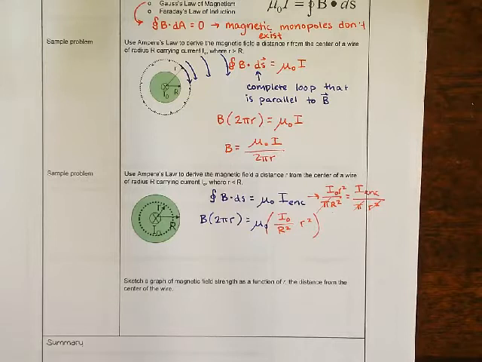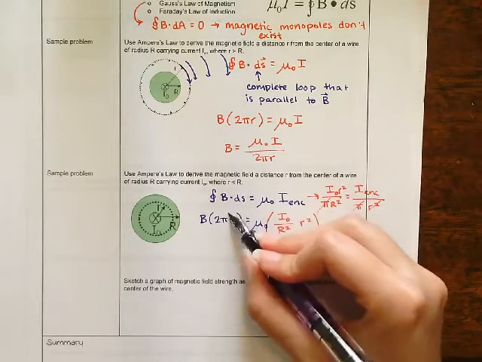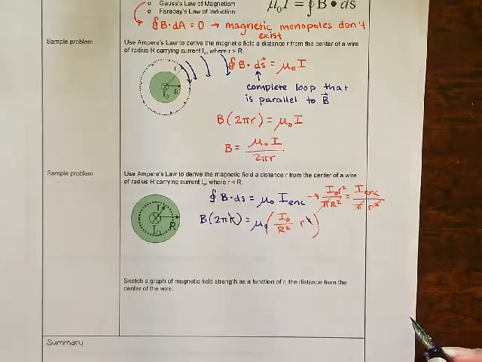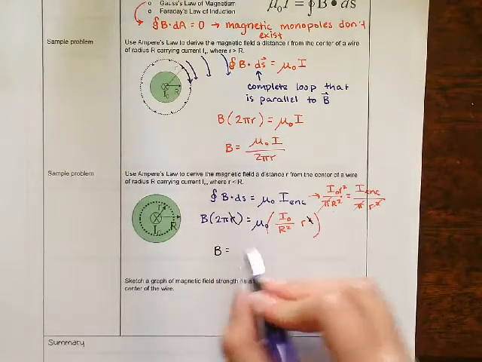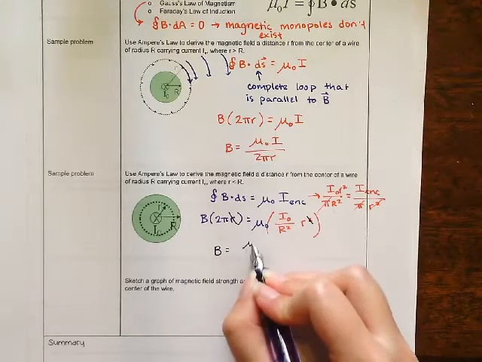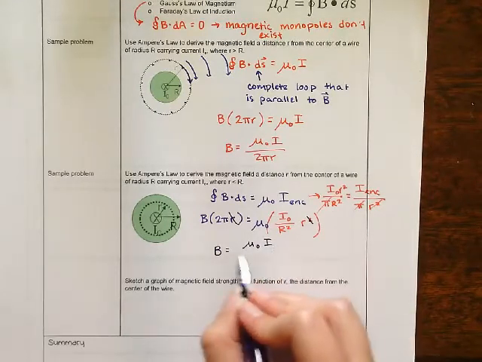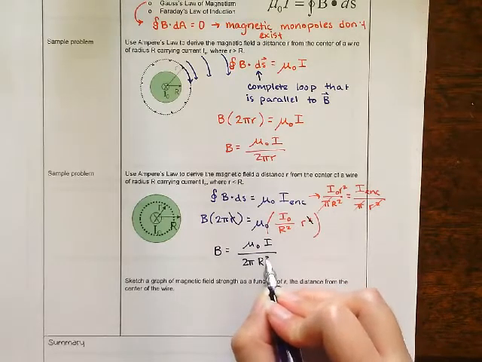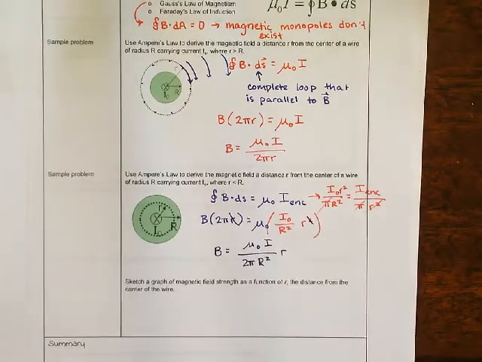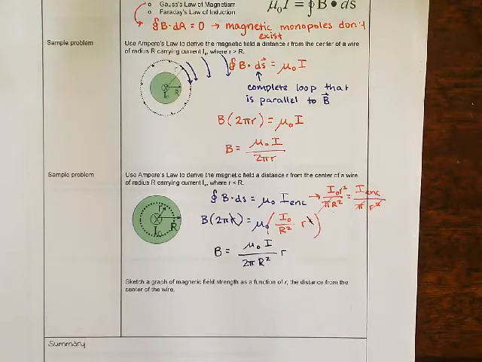And I'm able to cancel out one of these r's, like so. So I get my magnetic field is equal to mu naught I over 2 pi big R squared times a single r, like that.